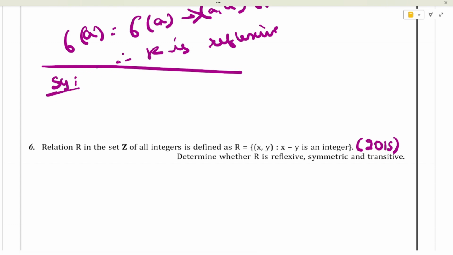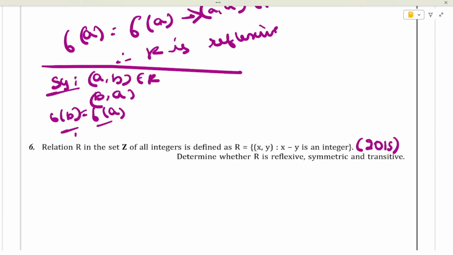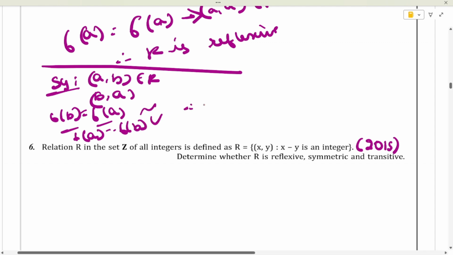For symmetric, you can take (A, B) belonging to R and (B, A). That means if f of A is equal to f of B, then f of B is equal to f of A will also be true. So you can say that it is symmetric.